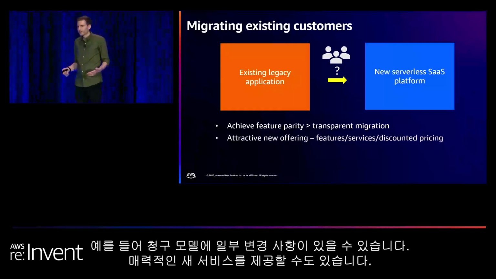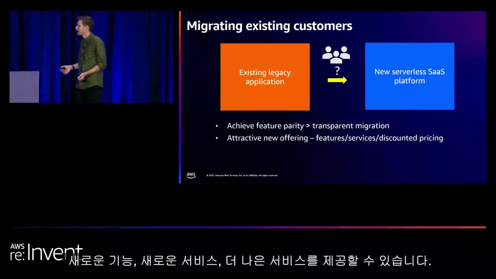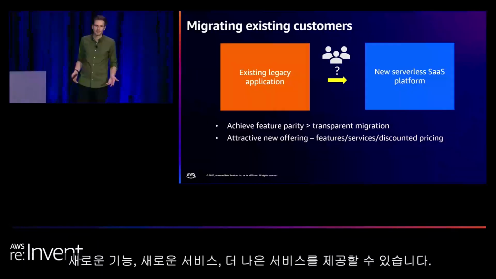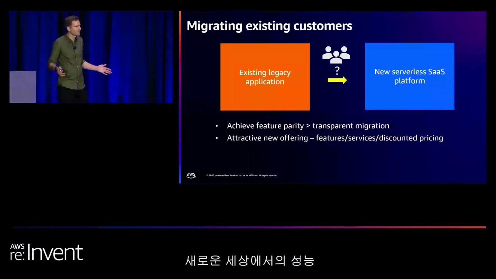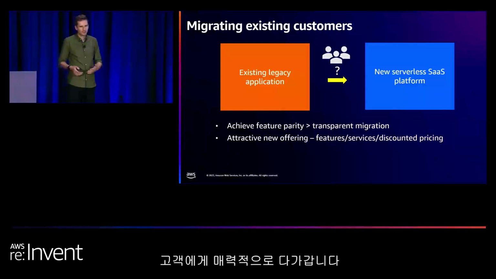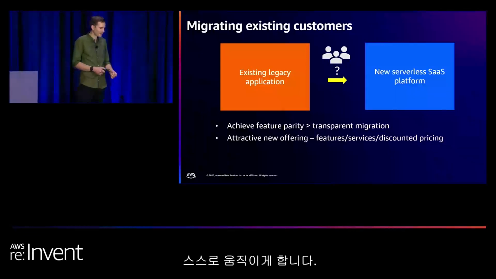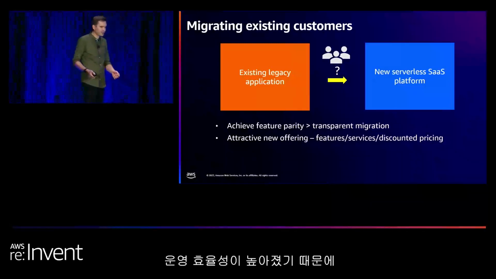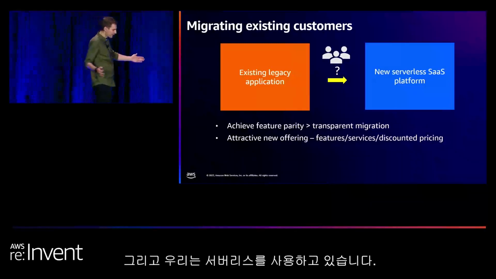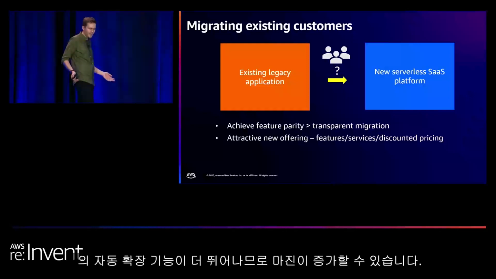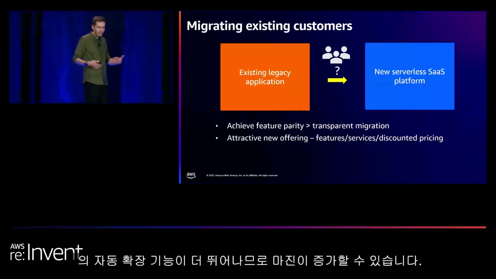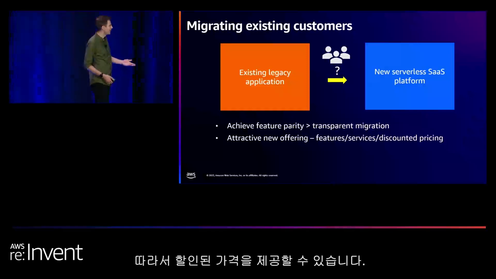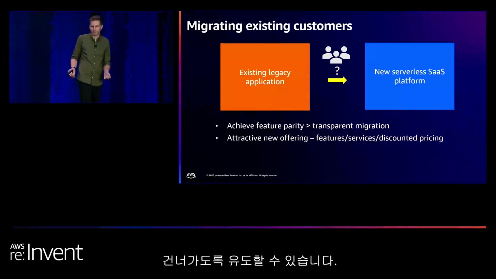We could also provide an attractive new offering. So we could have new features, new services, better performance in your new world, which makes it attractive for customers to move on their own accord. Because we have greater operational efficiency and we're using serverless, which has greater automated scaling, our margins might increase, so we may be able to offer discounted pricing to encourage them to move across.